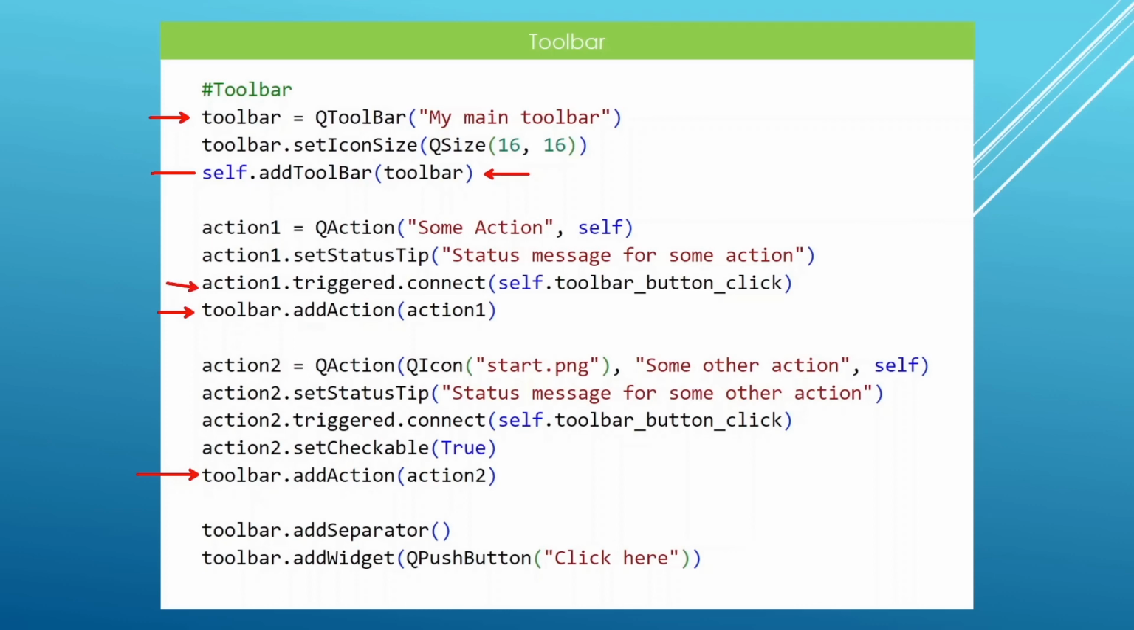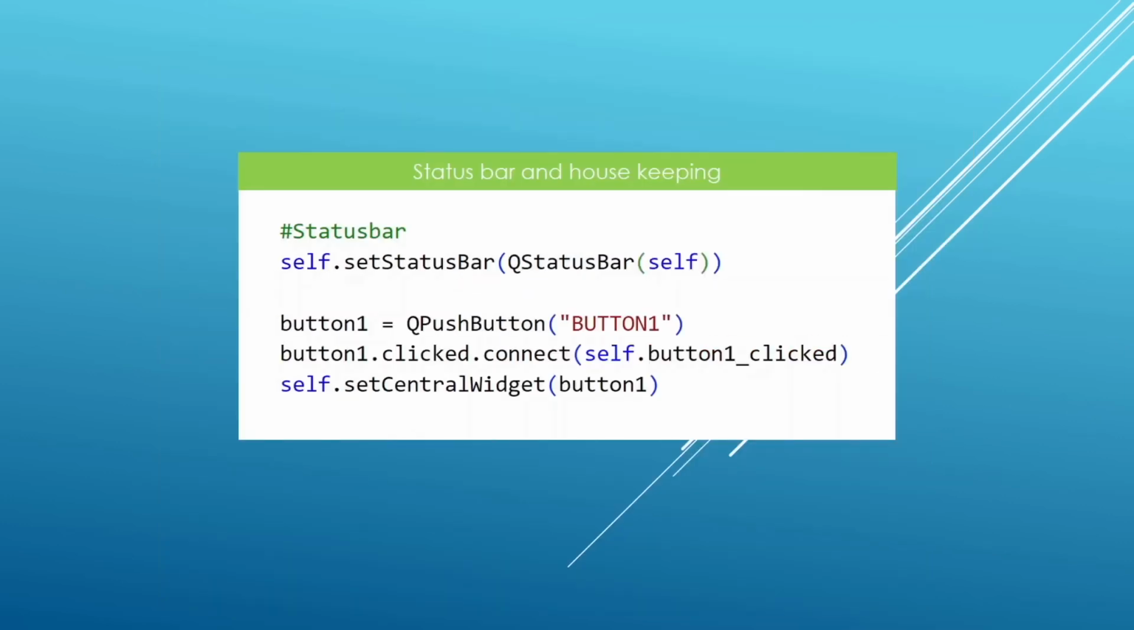Another thing I want you to see is that you can even pass an icon when you create the action, and this icon is going to show up wherever you add that action in your user interface, and this is really cool. Down here, we are adding a separator in our toolbar, and we are even adding a push button in our toolbar. You can do that if you want. It is possible.